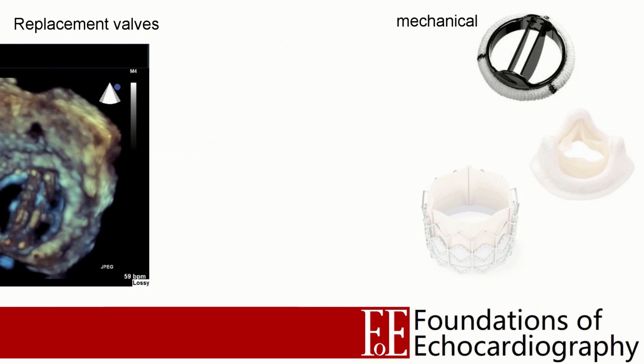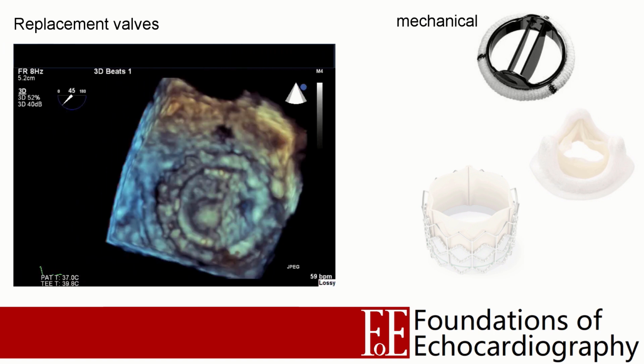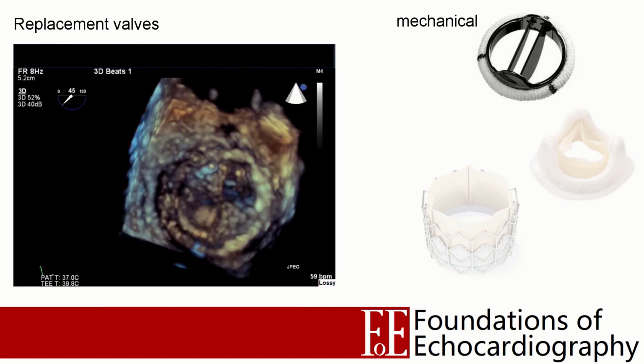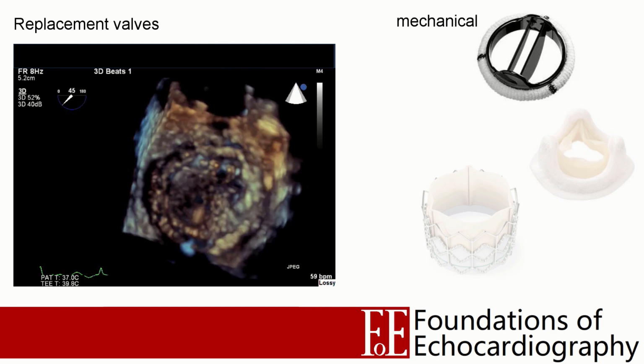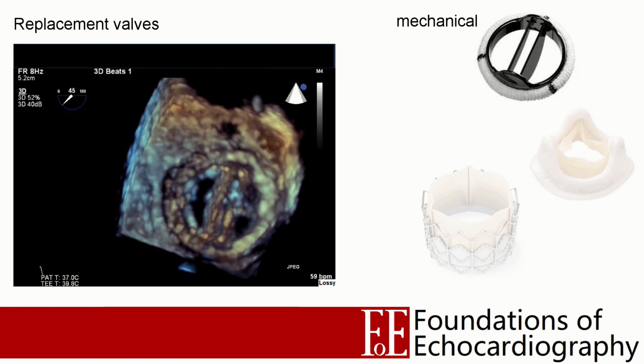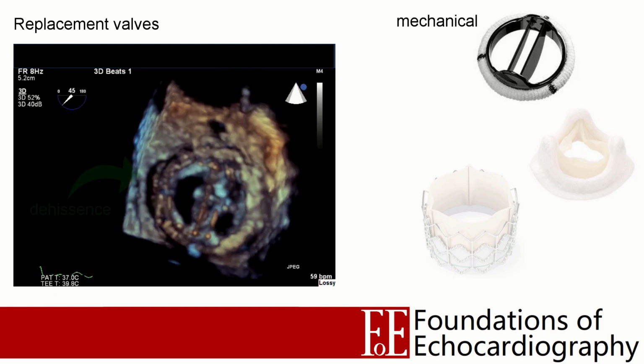This 3D clip is taken from the left atrium looking towards the valve and through into the left ventricle, and it nicely highlights why the patient is experiencing such a large paravalvular leak, as there's an area of dehiscence along the lateral aspect.